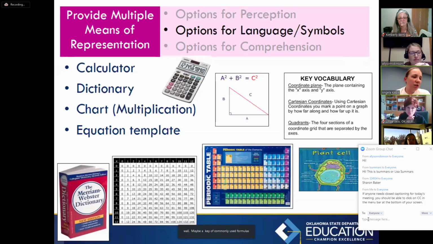We have examples here of posters that may help demonstrate a specific concept of an abstract skill that the students are learning about. Here are the examples of the periodic table or an example of a plant cell.